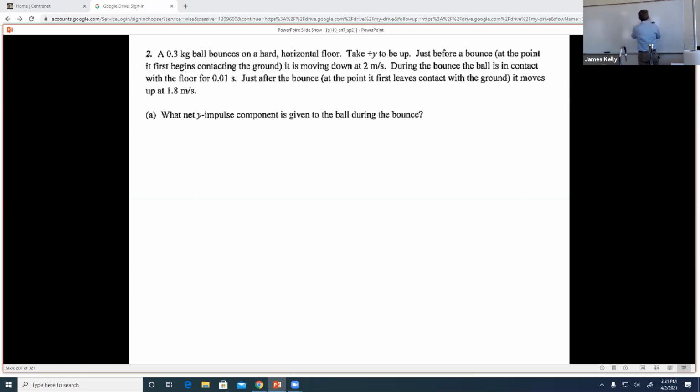Just in case you want to check with me, in A, I get 1.14 Newton seconds. And in B, I get minus 0.029 Newton seconds.